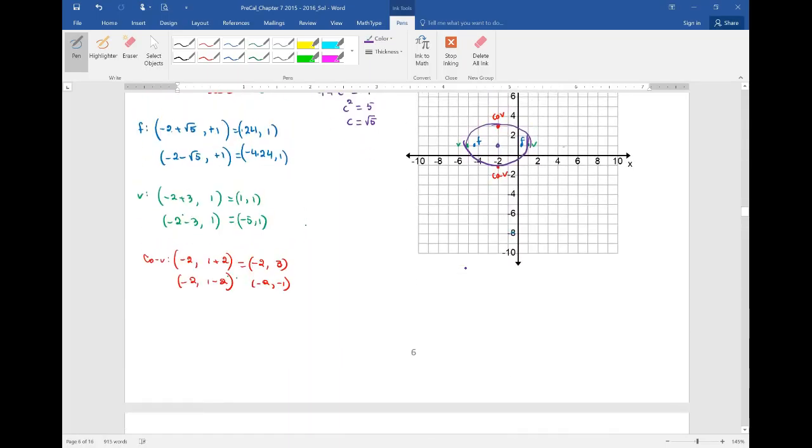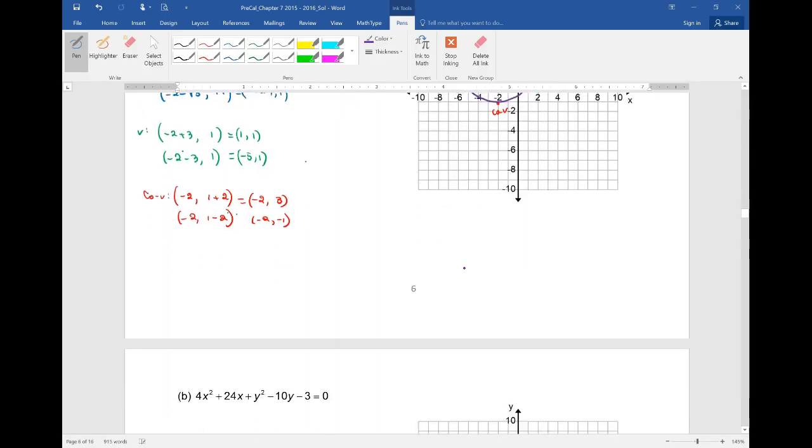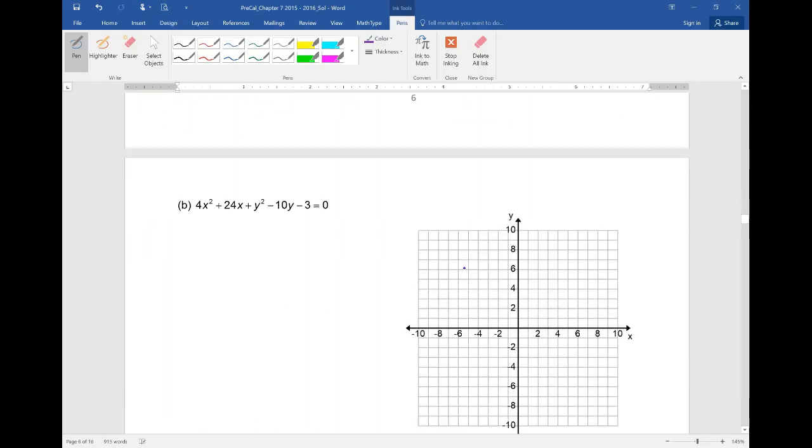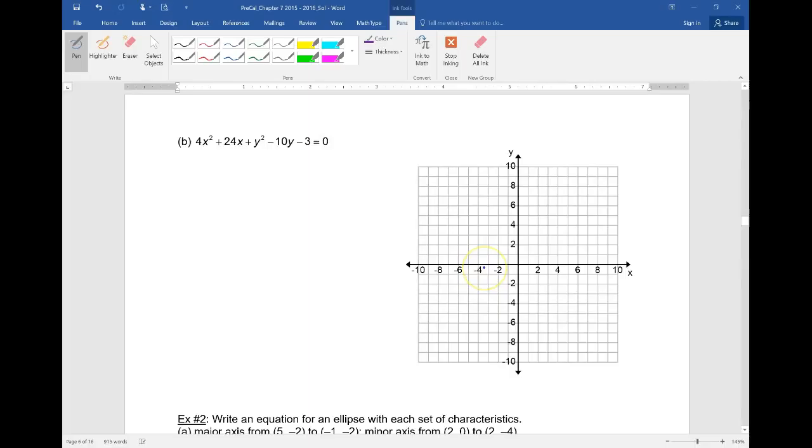We're going to do one more, and this one's a little bit more fun. Do you remember completing the square? Of course you do, because we did it in the last lesson. We're going to do it again, okay? We're going to have to complete the square to put the equation in standard form.